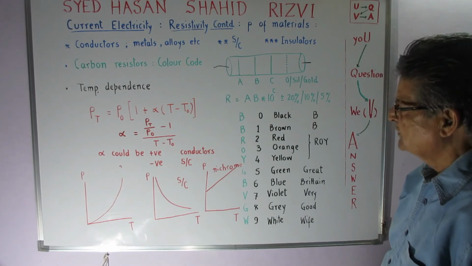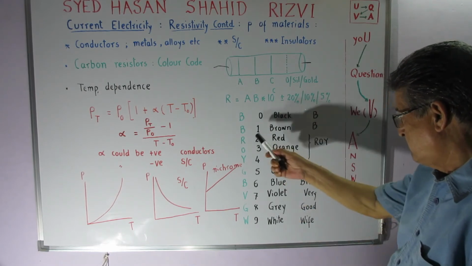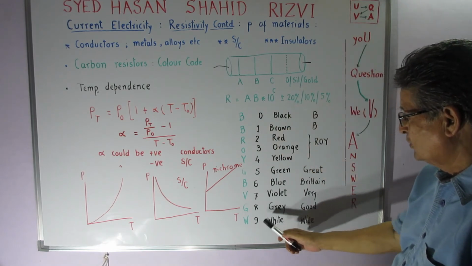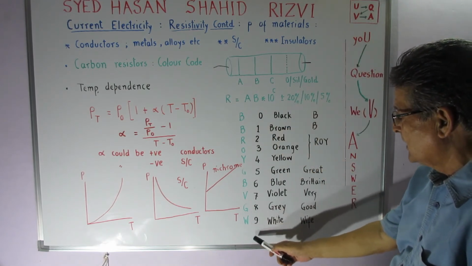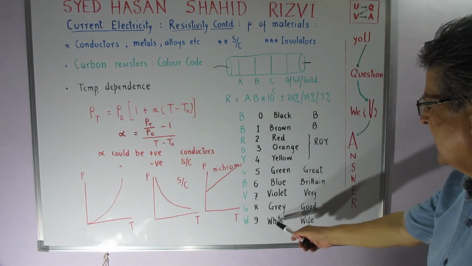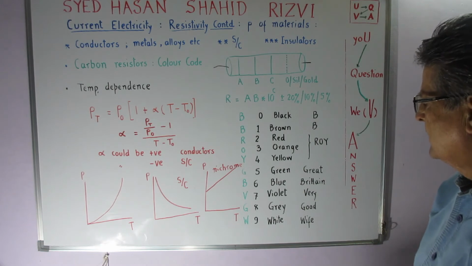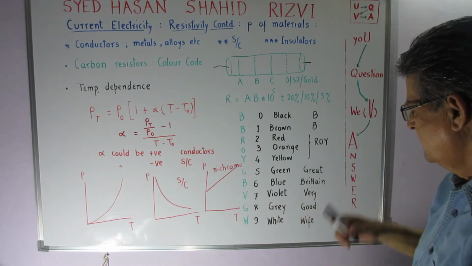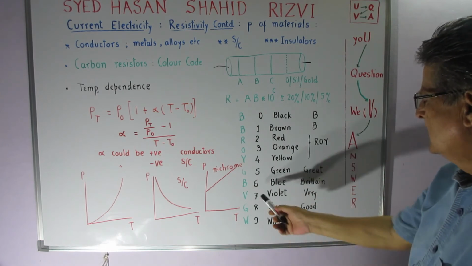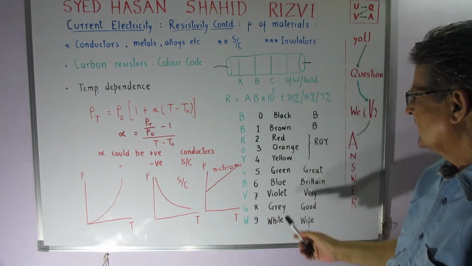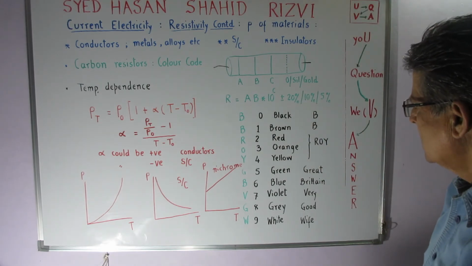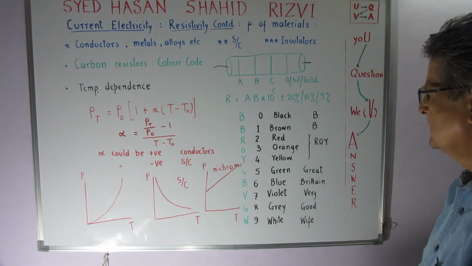Some people think that black was relegated to number 0 by the white people, who took the number 9, as white. The number 8 is grey. Then violet, blue, like that. The numbers are in decreasing order. How do we remember that?